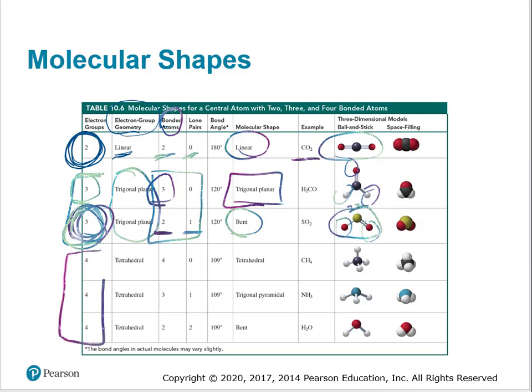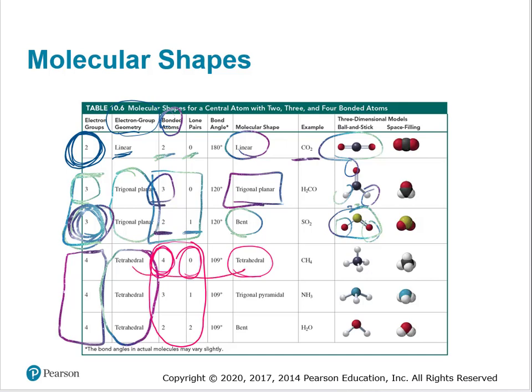Then we have down here 4 things coming off of my central atoms. So the electron geometry is tetrahedral for all of those. But then where the difference comes in is looking at how many atoms and how many lone pairs. This is 4 atoms and no lone pairs. So it'd be a tetrahedral. That's where these would be the same.